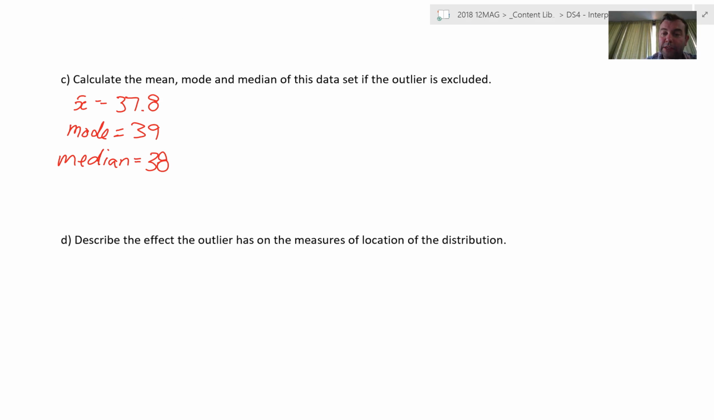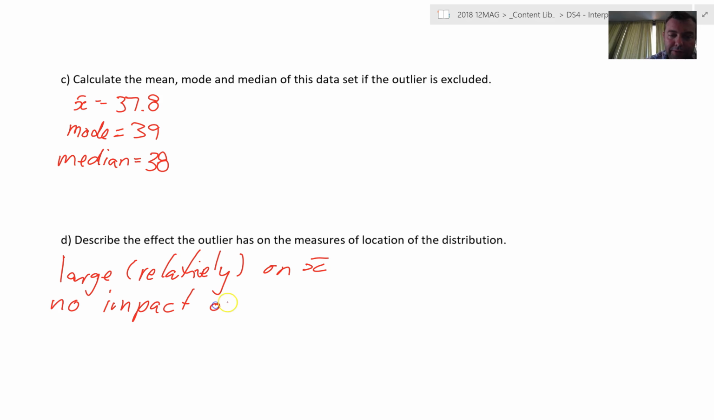So what effect does the outlier have on the measures of location of distribution? It has a large impact, relatively, on the mean. No impact on the mode. Because by definition, pretty much, an outlier can't be the mode. That would be a really weird data set where there was a group of what we classified as outliers that turned out to be the mode. They shouldn't really be outliers in that case. No impact on the mode.